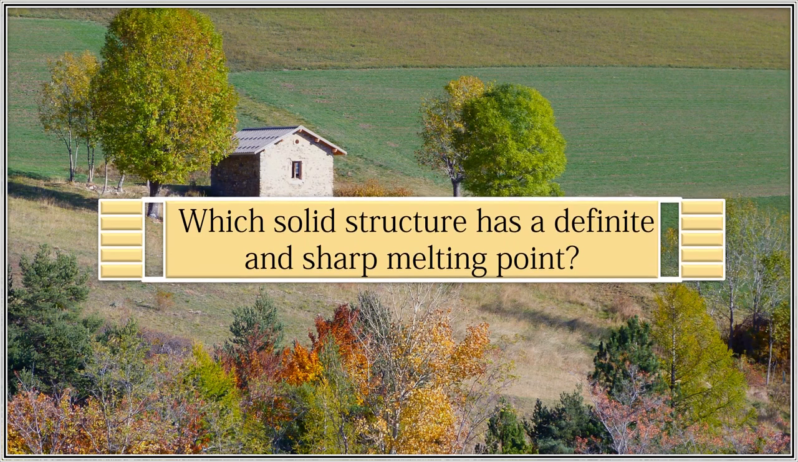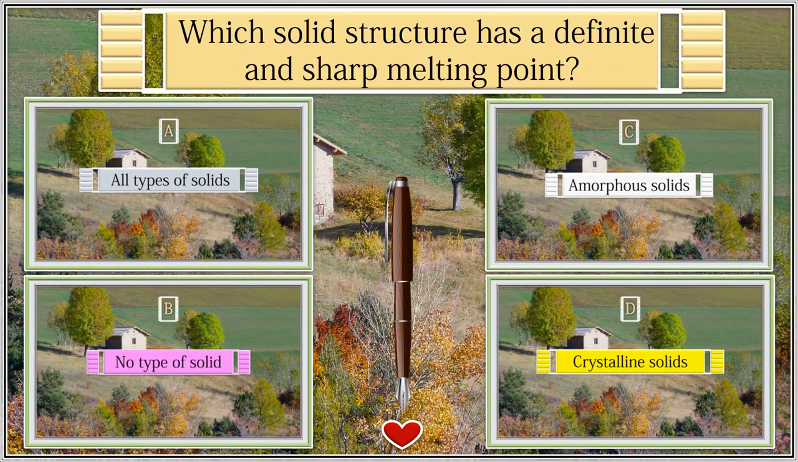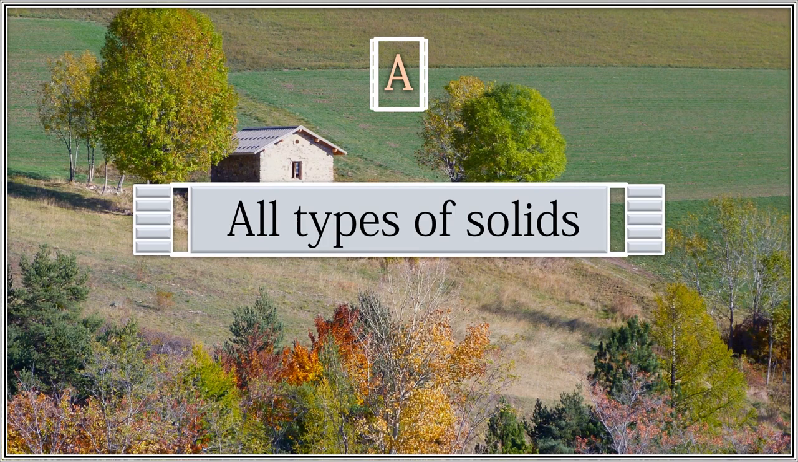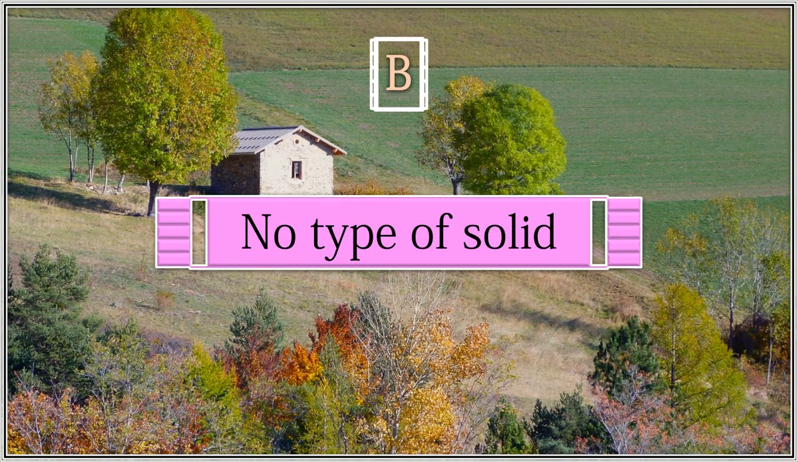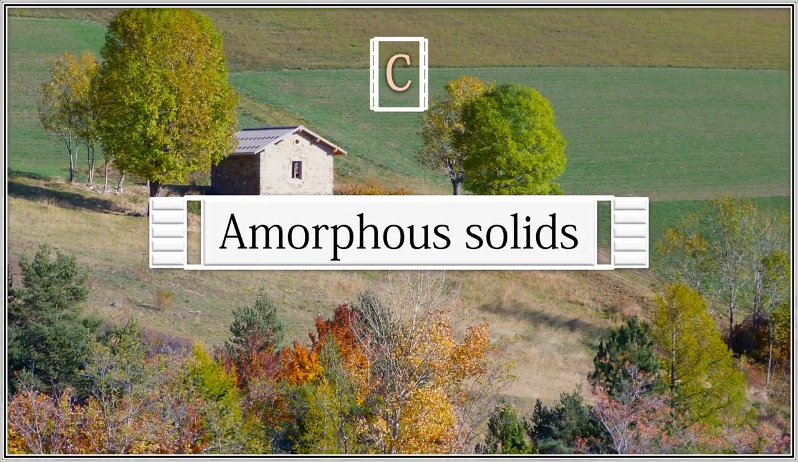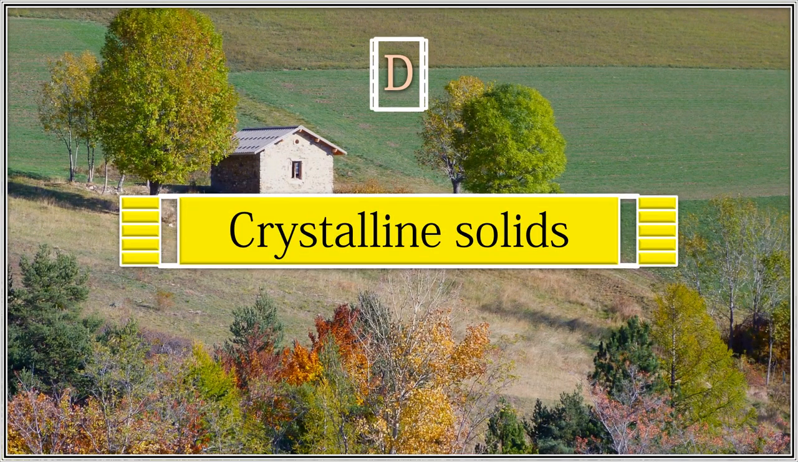Which solid structure has a definite and sharp melting point? All types of solids. No types of solid. Amorphous solids. Crystalline solids.